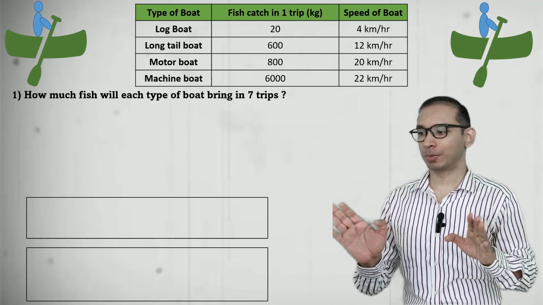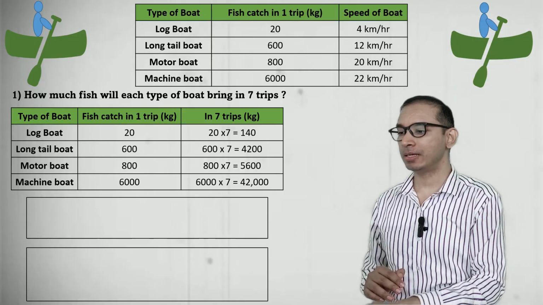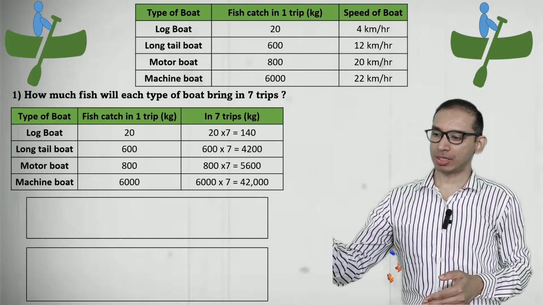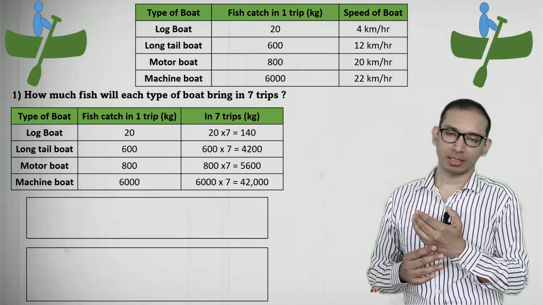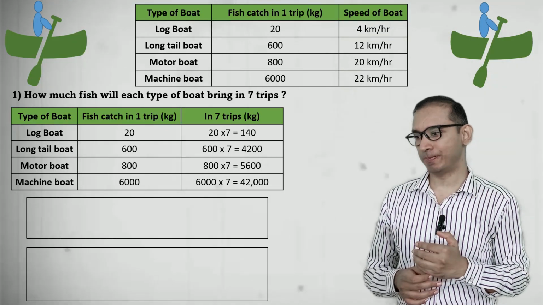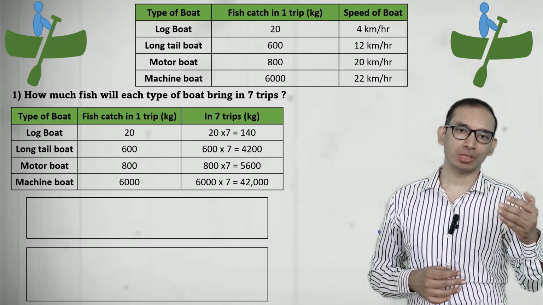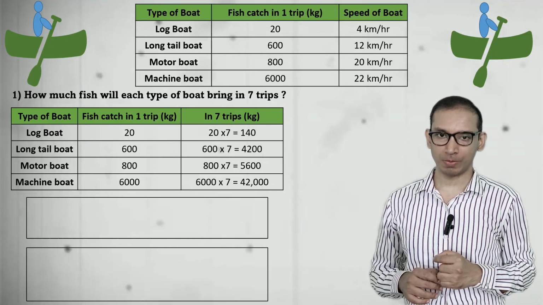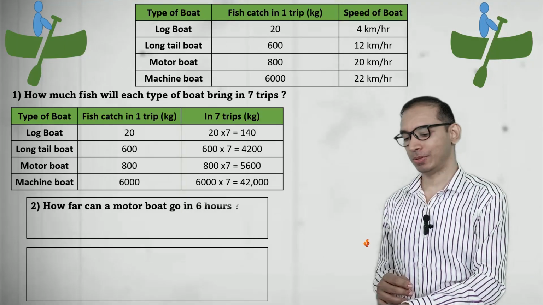Your first problem is, how much will each type of boat bring back in 7 trips? Very easy. It's a straightforward multiplication. Logboat, 20 kgs in one trip, in 7 trips, 20 times 7 is 140. Long tail boat, 600 kgs per trip, 600 into 7 is 4,200 kgs in 7 trips. Motorboat, 800 kgs per trip, 800 into 7 is 5,600 kgs in 7 trips. Machine boat, 6,000 kgs per trip, 6,000 into 7 is 42,000 kgs in 7 trips.